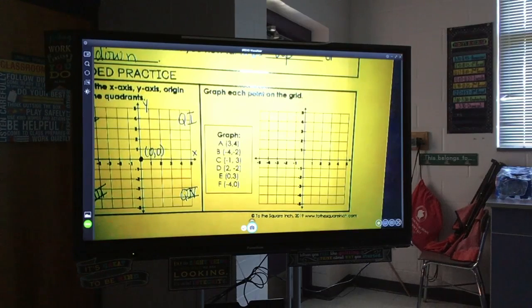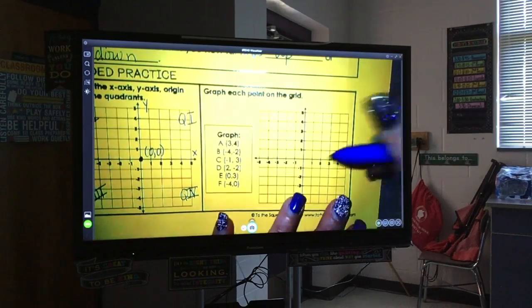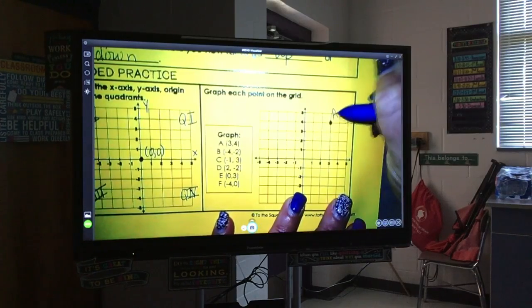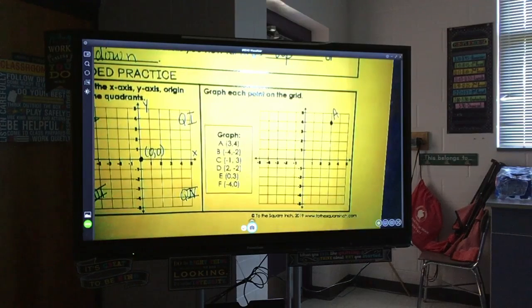All right, so when you tell me how to plot a point today, I'm going to plot the first one and show you how I want you to tell me. So for A it's (3, 4). I want you to tell me I'm going to go 3 to the right, 1, 2, 3, and 4 up. Okay? Don't just tell me go this way and then go down. Tell me how many in which direction.